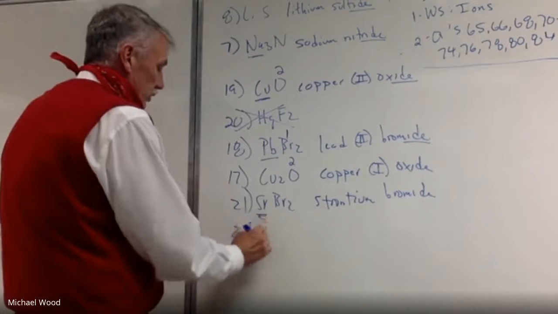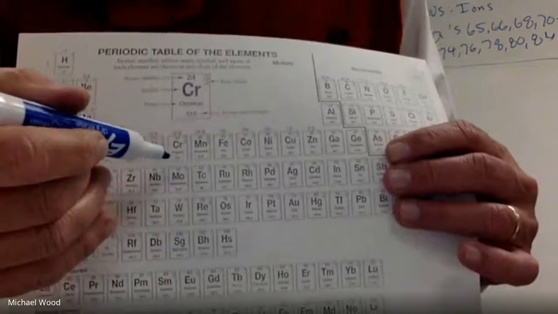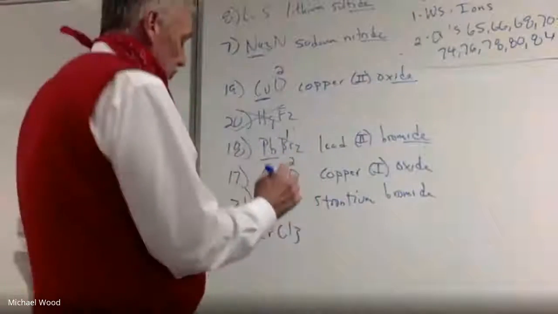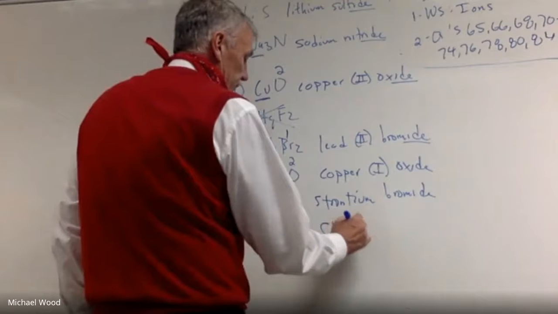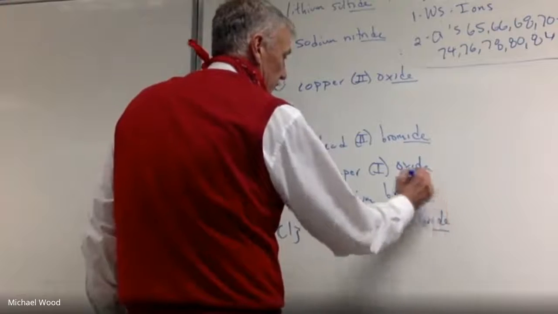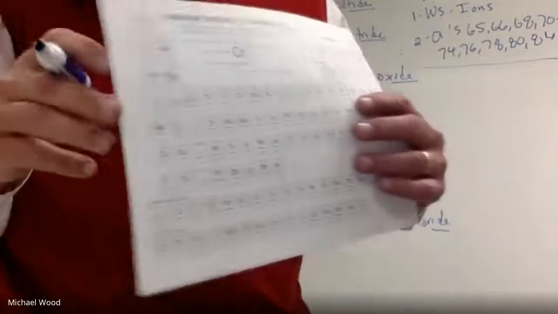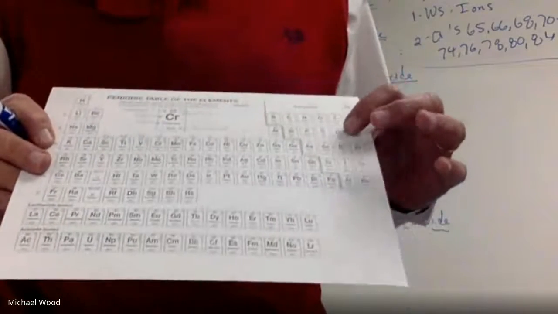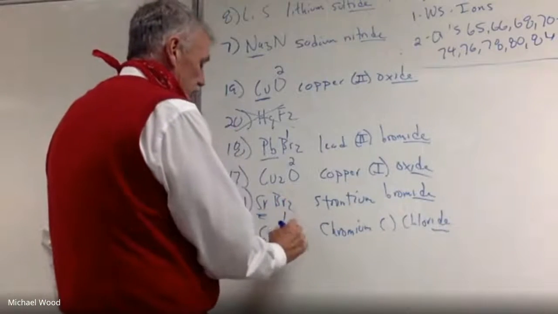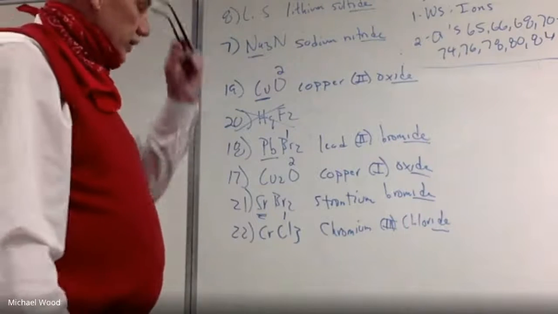Okay, 22, CrCl3. So if I locate Cr on the periodic table, Cr is right here. So this is a type 2. So this needs a Roman numeral. So I've got Cr is chromium, and then chloride. Again, notice every one of these is ending in IDE. So then again, going back to the periodic table, and if I look up chlorine, chlorine is a 1. So I've got 1 times 3 is 3 divided by 1. Chromium 3 chloride.